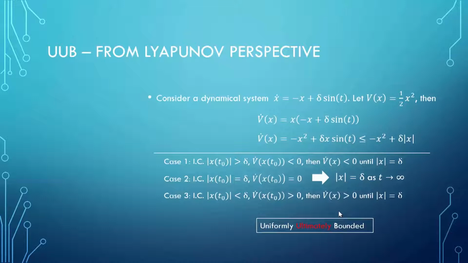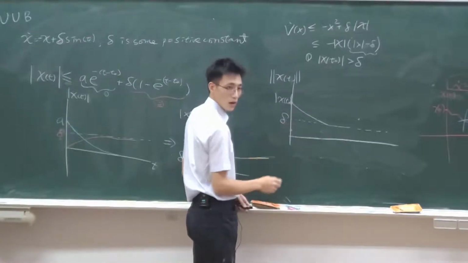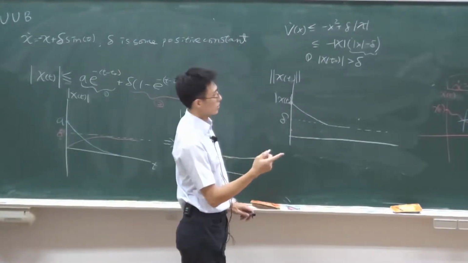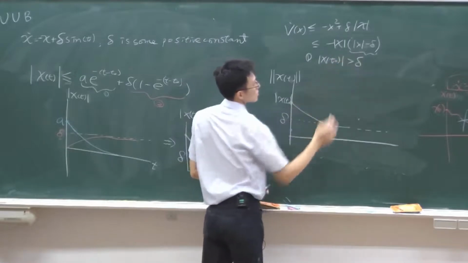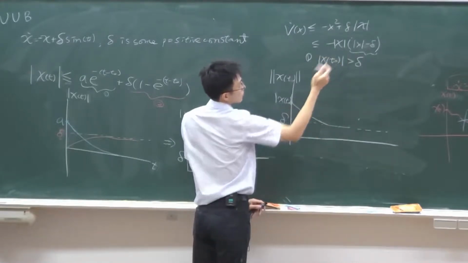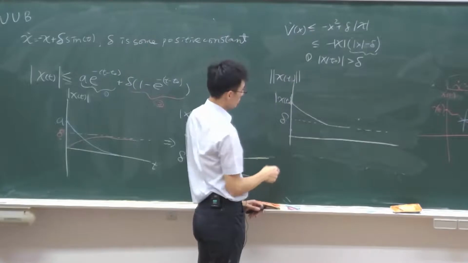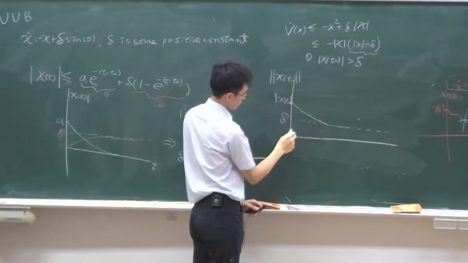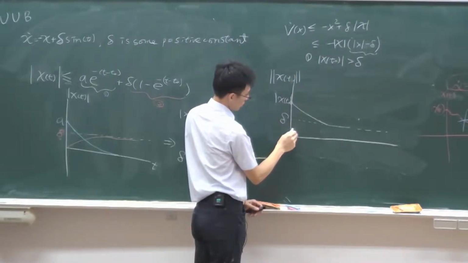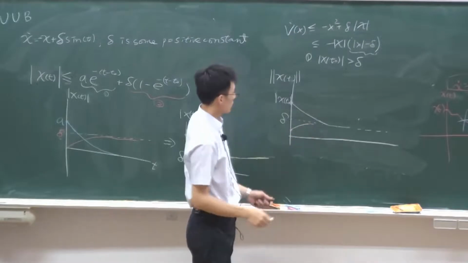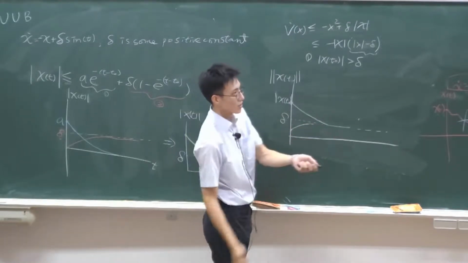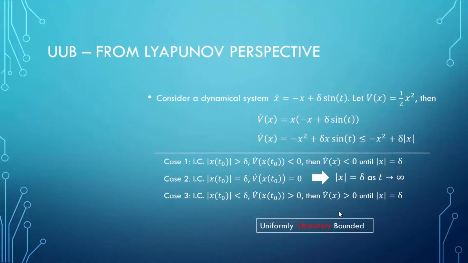Now go to the third case. If your initial condition is under this delta, it will increase, right? Because this is negative and negative, so it's positive. V will increase. V increasing means the x norm increases. So it will increase until when? Until the second condition, right? Until the second condition.